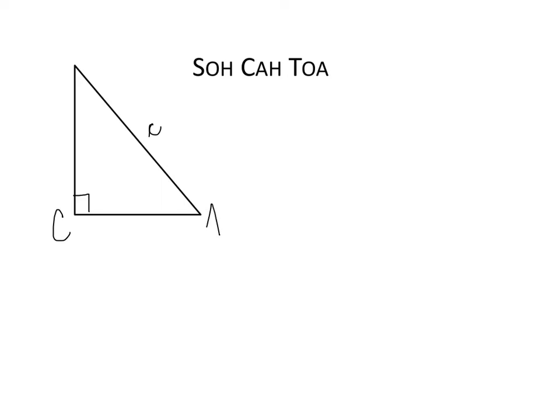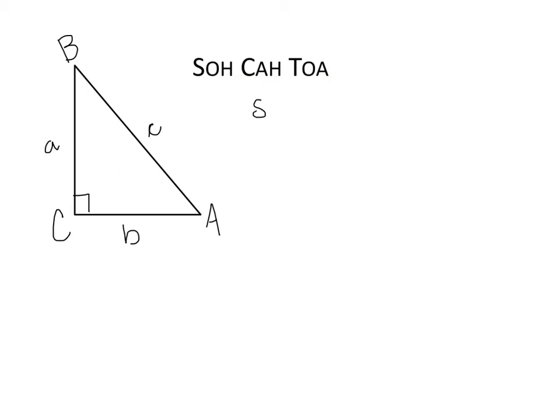The two acute angles are A and B, and truthfully it does not matter where they're located. Opposite of angle A is side A, opposite of angle B is side B. When we are taking the trig ratios on a right triangle, we use the acronym SOHCAHTOA. I believe I discussed this in the last lesson, but we'll do it again really quickly.